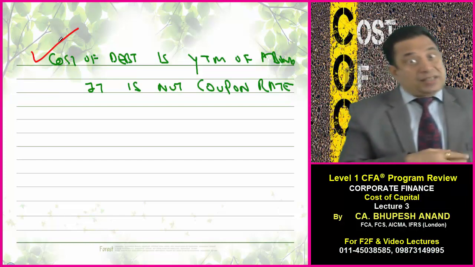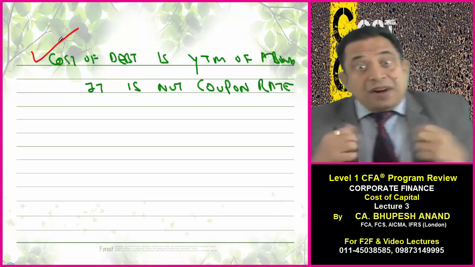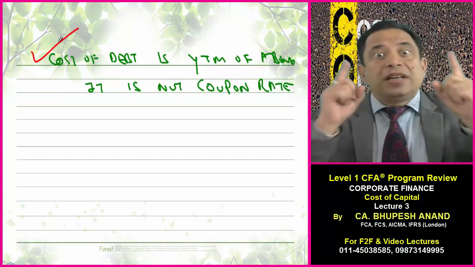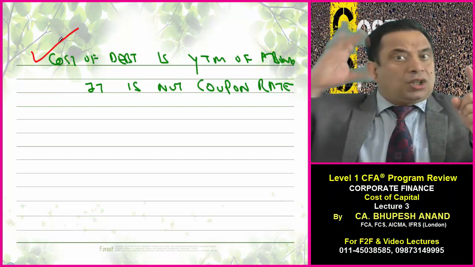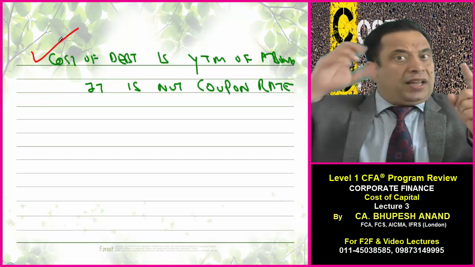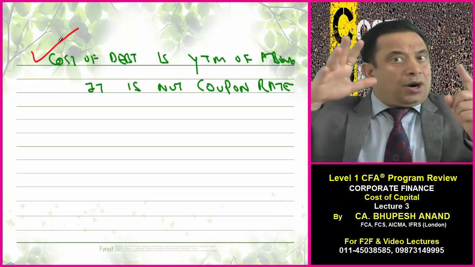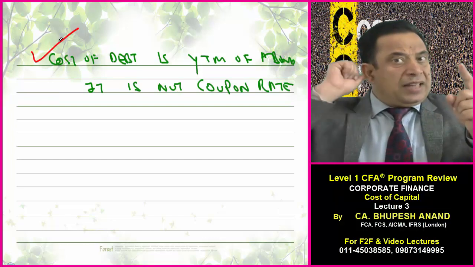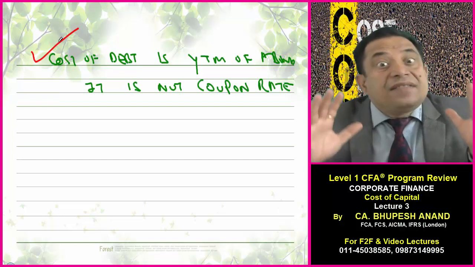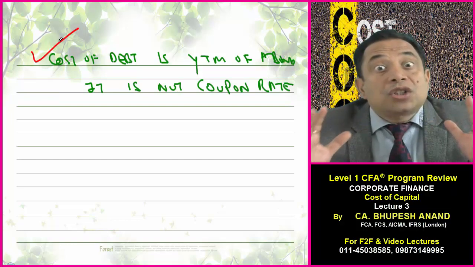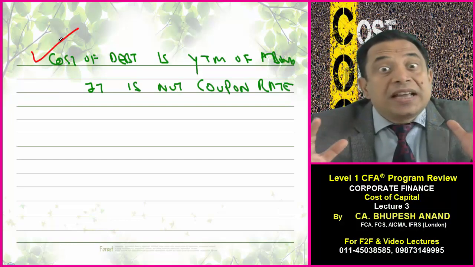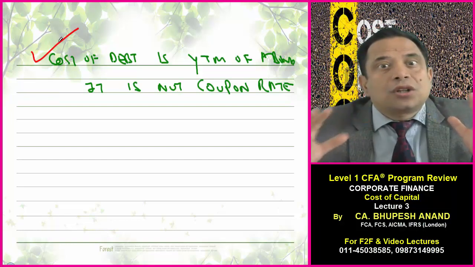So in today's lecture number 3, the first step is that I want to clear your concept that the cost of debt is not the coupon rate. Cost of debt is the yield to maturity of a bond, and it can be calculated with the help of a calculator. With the help of some case studies, I will explain how cost of debt is yield to maturity and how cost of debt is not the coupon rate.